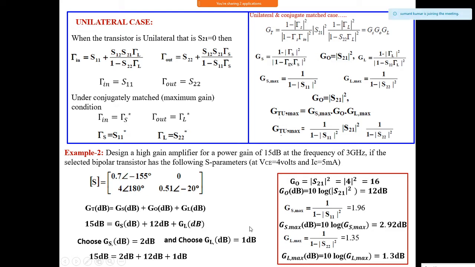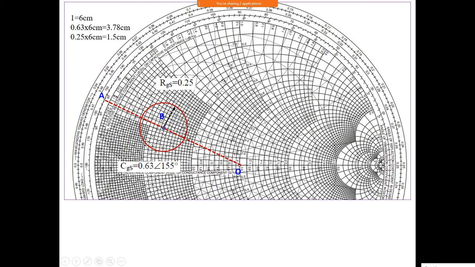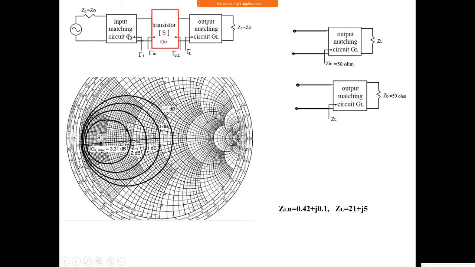So what I have to do for a 1 dB GL, that means the load circle. From this GS 2 dB circle, what did we get? If you take any impedance over this, looking in this direction, you have to set it and it gives 2 dB of gain. Similarly, you should do this for the output also. Looking in this direction, it should be 1 dB. 1 dB means you should draw the 1 dB circle.